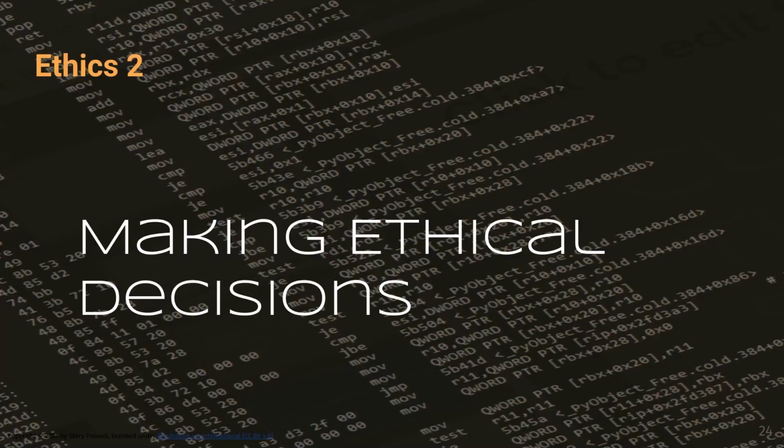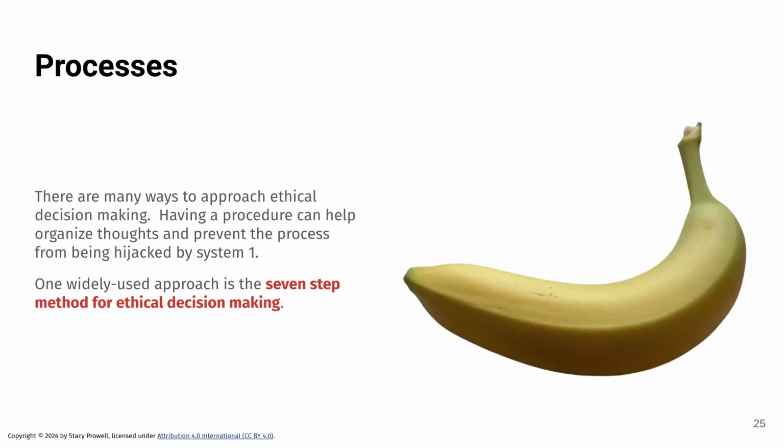So let's talk about making ethical decisions. We need to be able to do that. So there are many ways to approach ethical decision making, and having a procedure, a set of steps that you can fall back on, can help, because it can help you avoid being hijacked by system one, right? You've engaged more of your brain. You've got a process you're following, and that helps you set aside that emotional stuff, that other baggage, and just focus on the steps and see where they lead you.